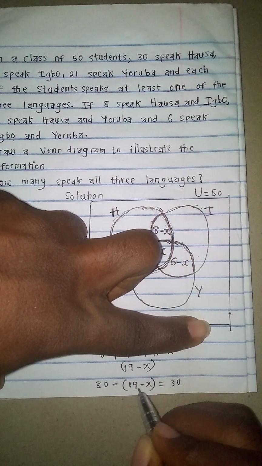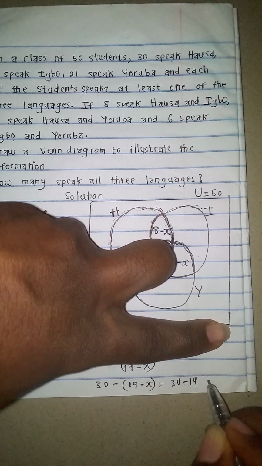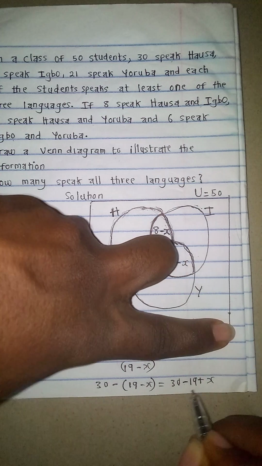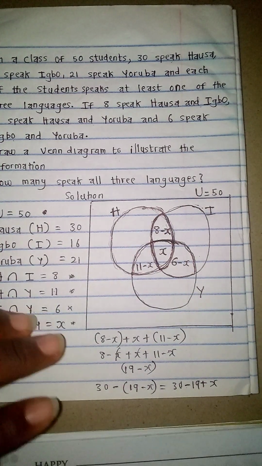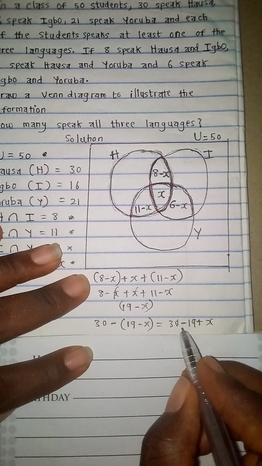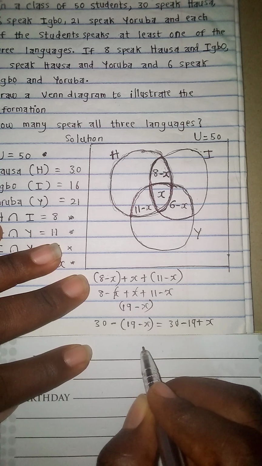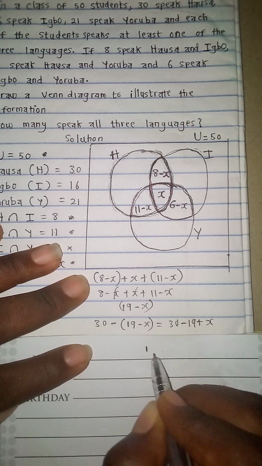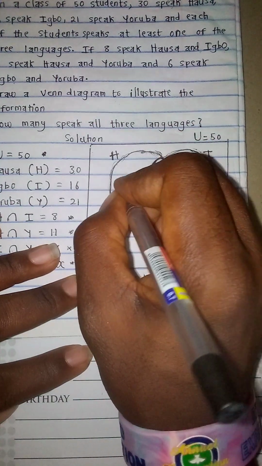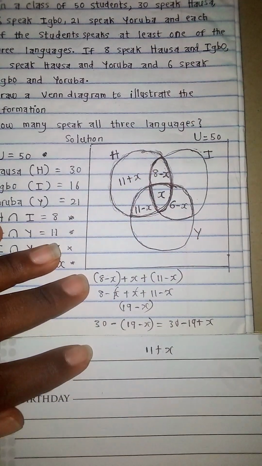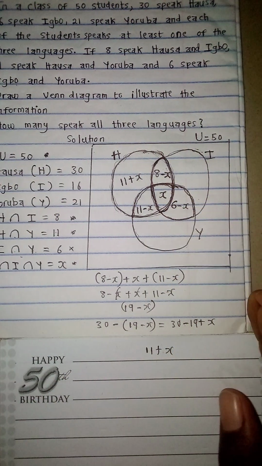30 minus times 19, that's minus 19. Minus times minus x would give us plus x. So what did we get? I would have to continue here. We got 30 minus 19, that is 11, if I'm not mistaken. Yes, that is 11, then plus x. So in our Venn diagram, we'll be having 11 plus x here. Do you understand? So that is how to fill in your 3-set Venn diagram.